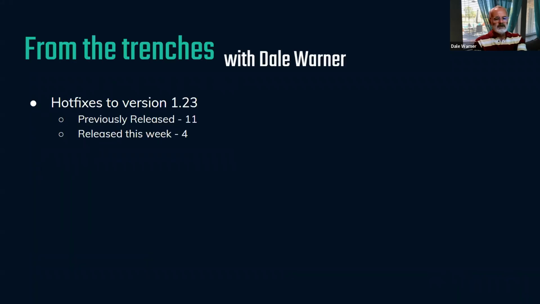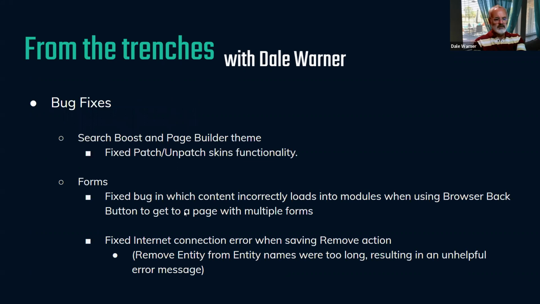We've previously, in our last release, 1.23, released 11 hotfixes. Today, we're releasing 4 more, although 2 cover the same thing. They're all in the area of bug fixes. We have, for Search Boost, the ability to patch and unpatch the skins functionality, and that required changes for us. It was previously not working. At some point, this patch functionality stopped working. We have fixed it for both Search Boost and our page builder.